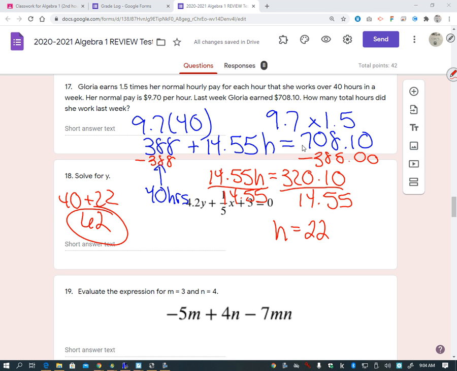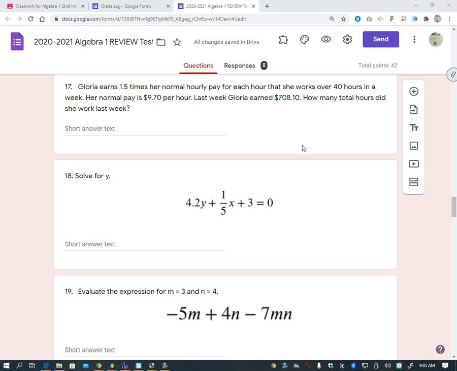Hold on. She does that every week for a month. So that's 708, 10 times 4. She makes just south of $3,000 that month. It's actually $2,832.40. Granted, it's more complicated than that because she's going to get taxes taken out of that. Depending upon the job, she'll probably get retirement taken out of that too. So even working overtime, that check is probably about $2,500, maybe less.